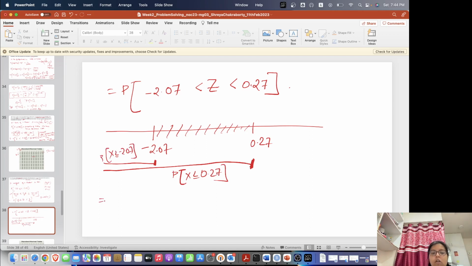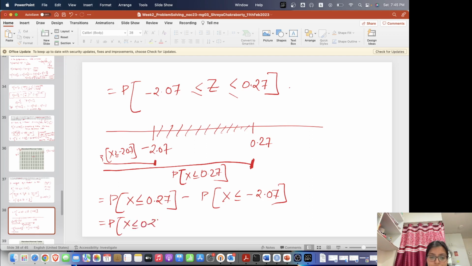Fine. So here we are writing it like this. And since it's a continuous variable, we can also put equal, it doesn't matter. Less than or equal to minus 2.07. This is probability z less than or equal to 0.27, and sorry, this will not be x, this will be z.